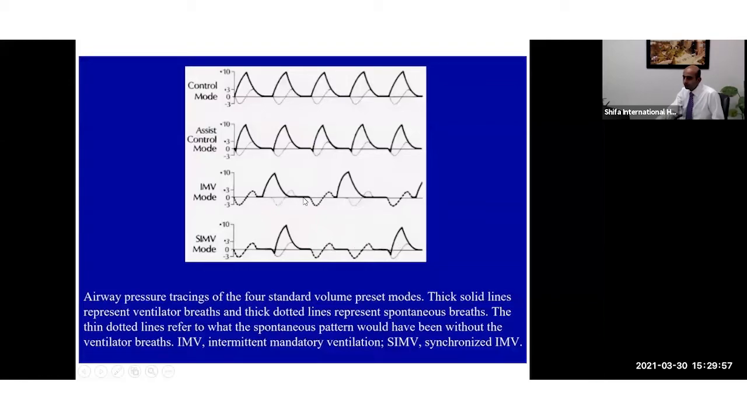We don't use IMV mode on its own very much, and we don't use control mode on its own very much. The commonly used modes are assist control and SIMV, and you can see there is a clear difference between these two modes. And it's important to understand, if people are using both modes, what the difference is in terms of the support for each breath.